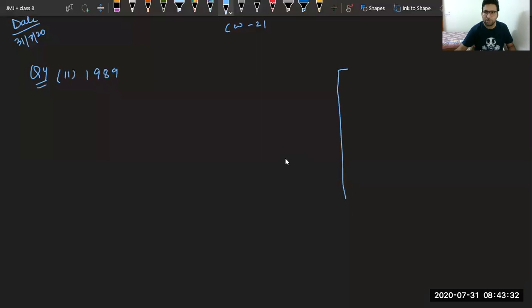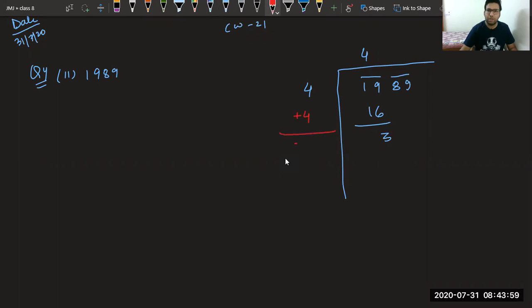So 1989. Let's start making the pairs from right end. So 19 is there. First number whose square is less than 19 or equal to 19 is 4. So we can take 4 and 4 here. 4 4s are 16. 3 is remainder. Now we will twice this 4. We will add 4 over here. It becomes 8.